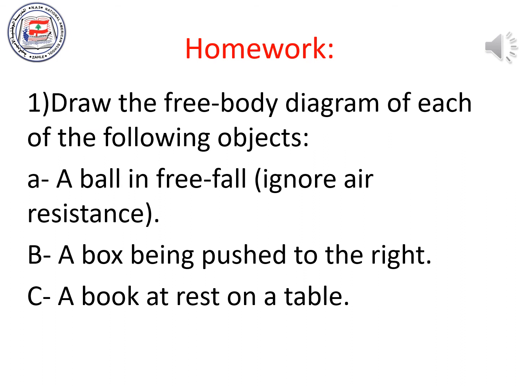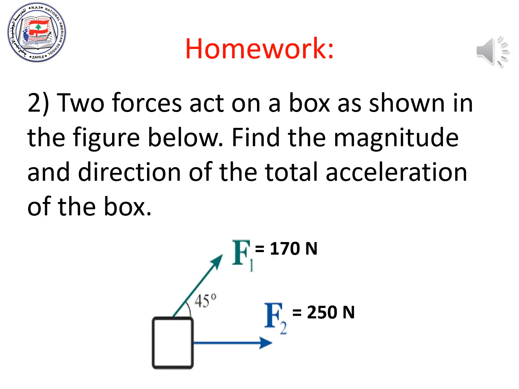As homework, please draw the free body diagram of each of the following objects. A, a ball in free fall, ignore air resistance. B, a box being pushed to the right. C, a box at rest on a table. Number 2. Two forces act on a box as shown in the figure below. Find the magnitude and the direction of the total acceleration of the box. Please, in order to solve this problem, follow the 4 steps that I explained to you today.